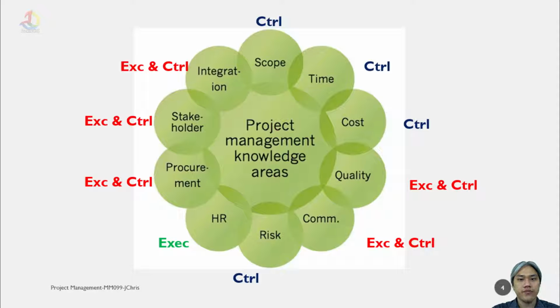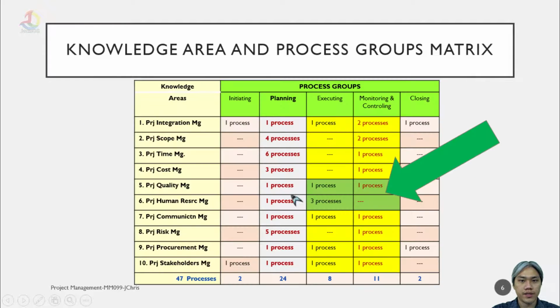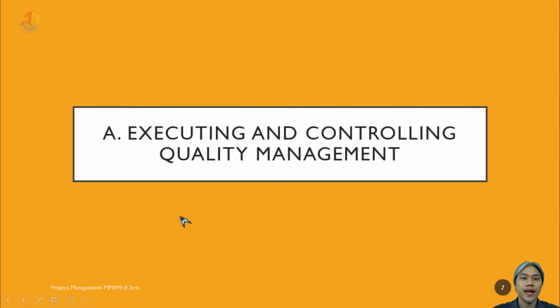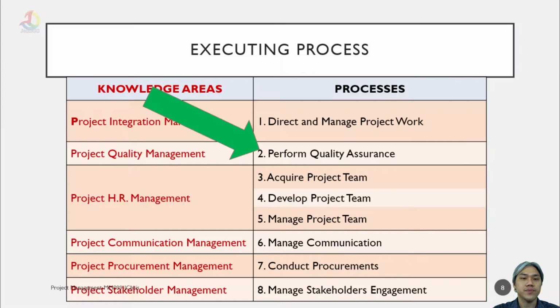This is the holistic graph for viewing the project management knowledge areas and their process groups of controlling and executing. We're going to talk about the project quality management knowledge area and the project human resource management knowledge area. In project quality management, we have one process belonging to the executing process group and one process belonging to the monitoring and controlling process group. Let's dive in. Executing and controlling quality management.